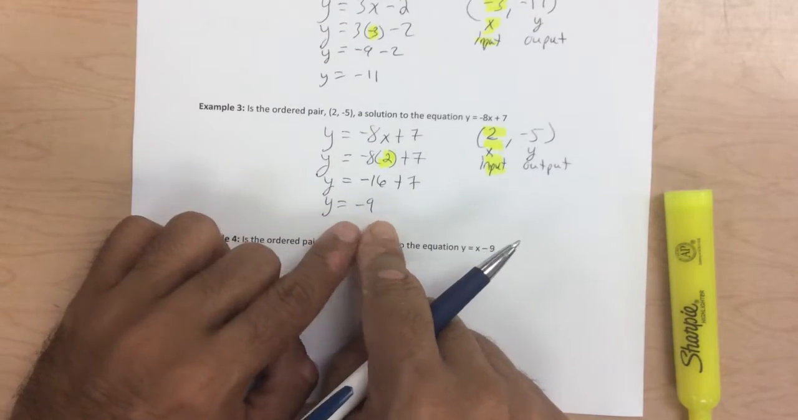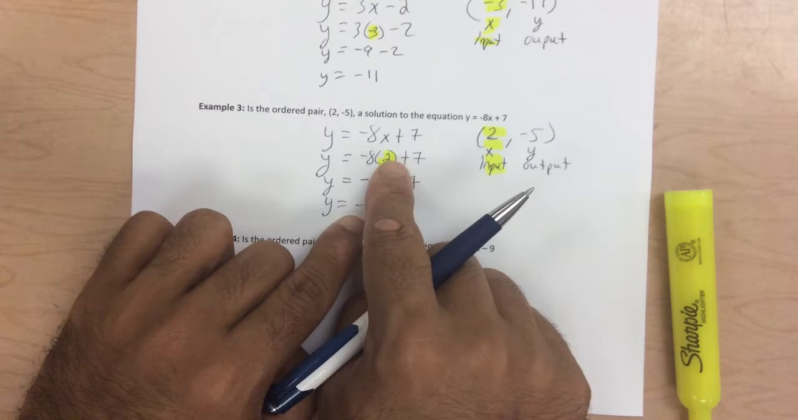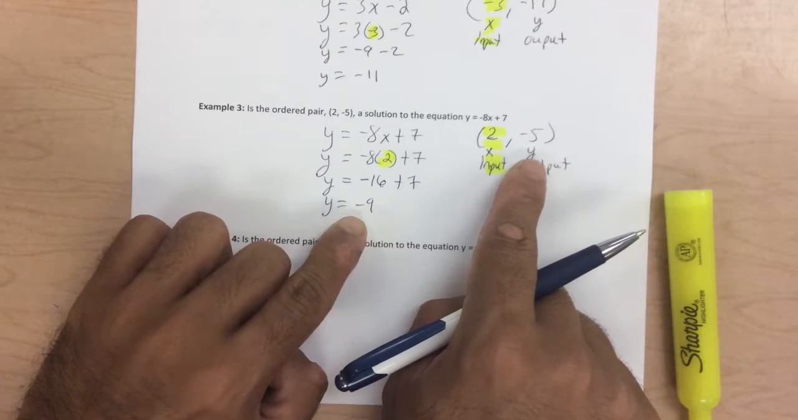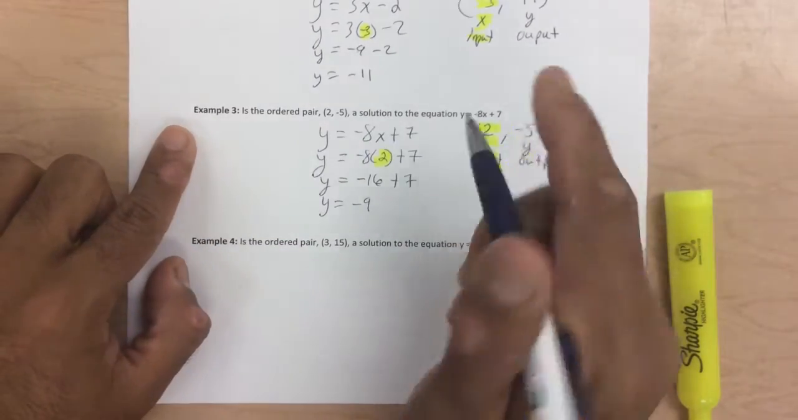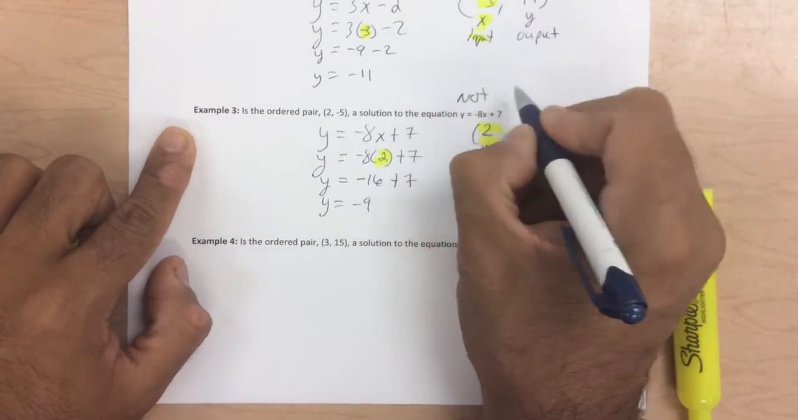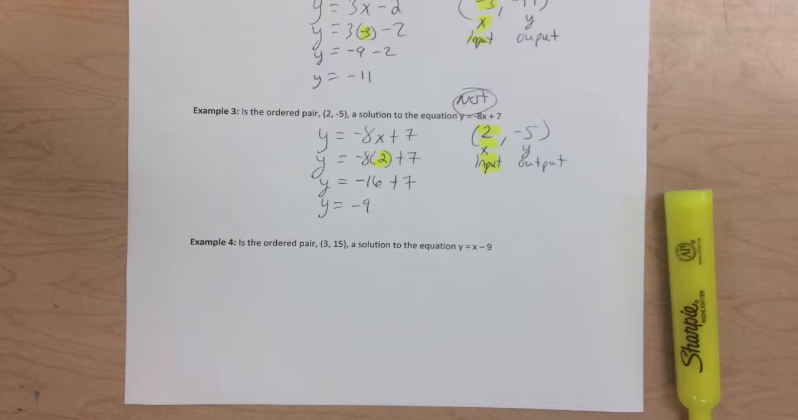Wait a minute. I got -9. But it said that if I were to plug in 2, I was supposed to get -5, and I didn't. So that means this ordered pair that they told me is not a solution. So it's not a solution to that equation. Okay? Because the output actually is -9.